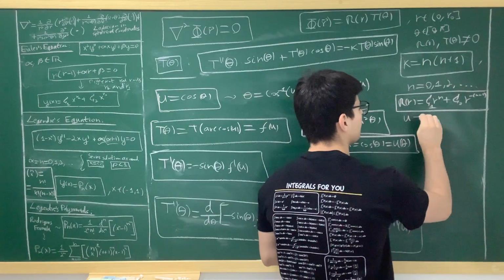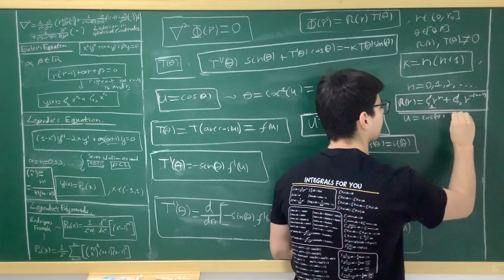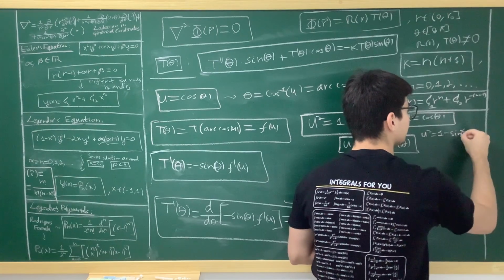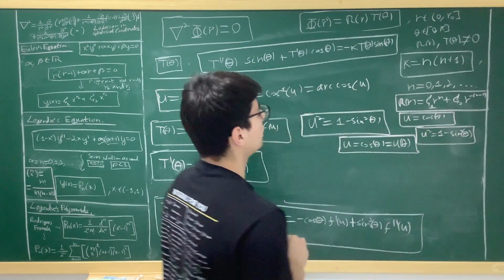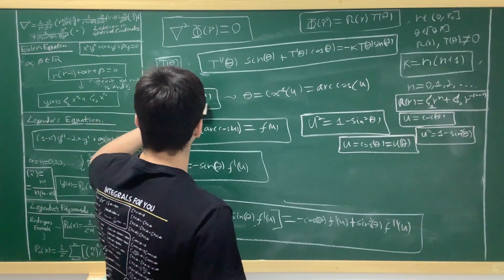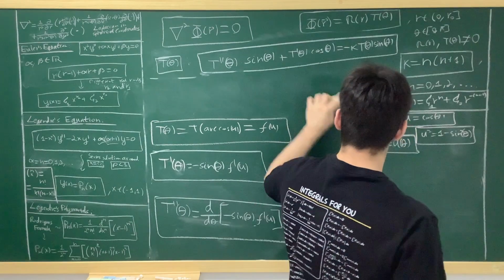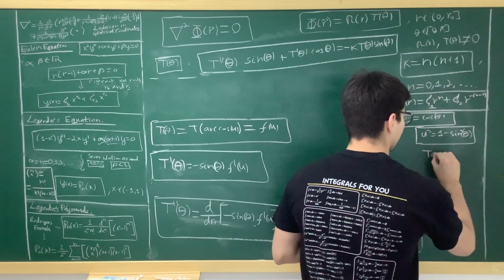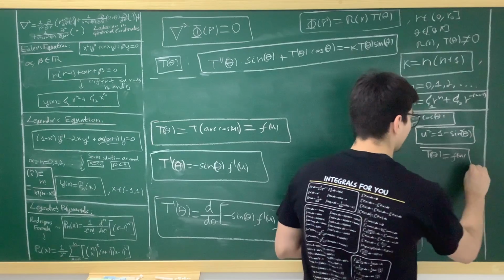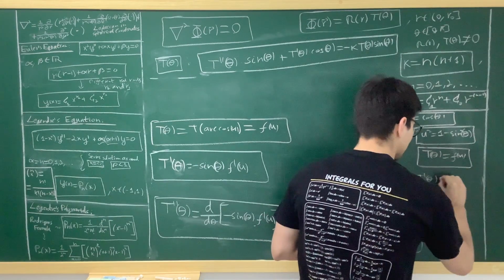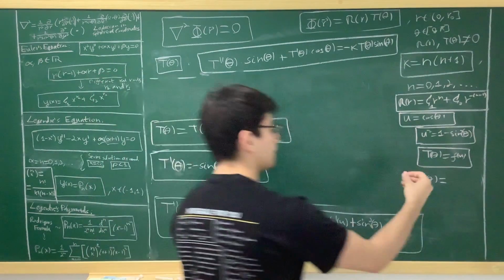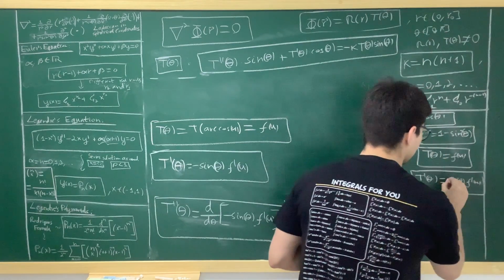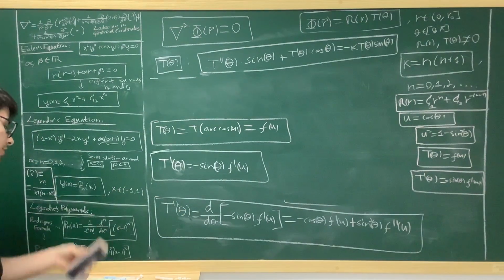Well, the results are that u is the cosine of theta, that u squared is 1 minus the sine of theta, and raising this, that t is f of u, that t prime is, what is it, minus sine times f prime, and lastly that our t double prime is this expression.